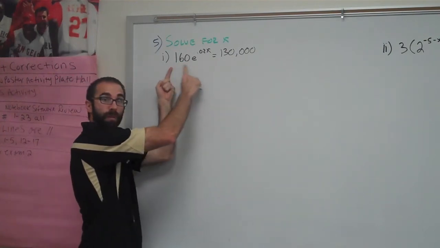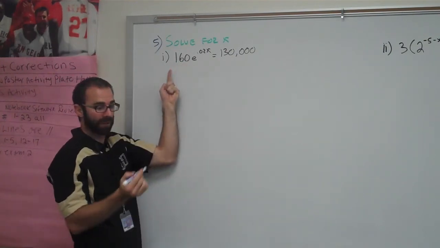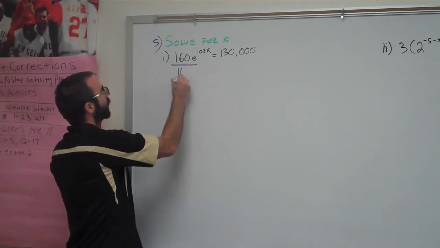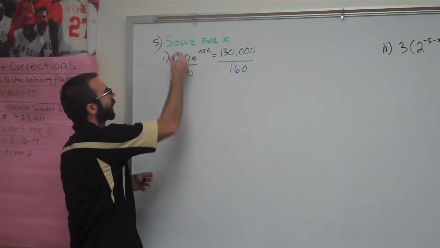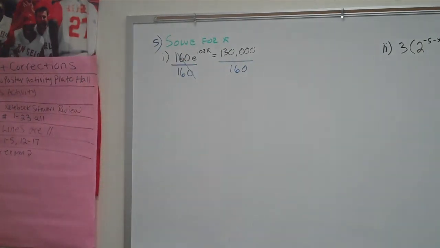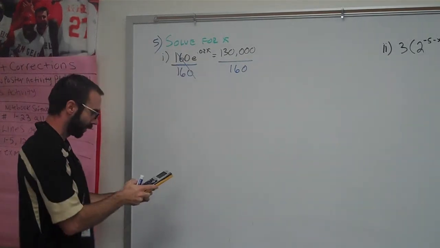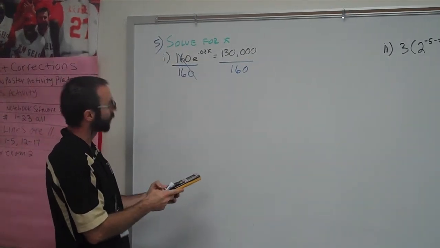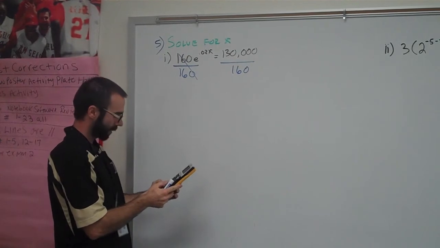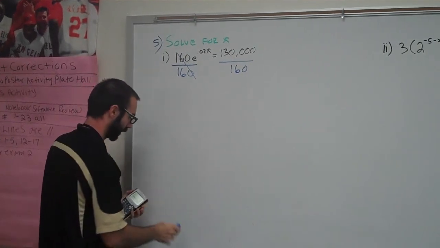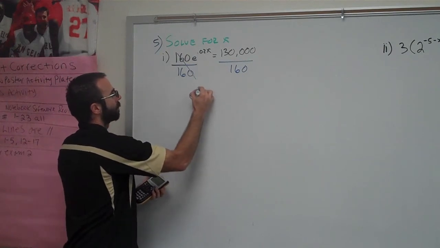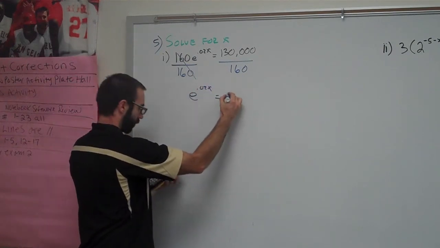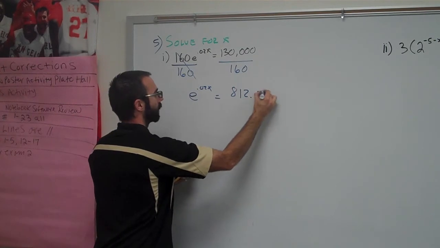So if I want to get rid of my 160, I want to get rid of my coefficient, right? So I'm going to divide both sides by 160, okay? And I have no idea what that is, but my calculator does. Alright, so 130,000 divided by 160. Cool, so we get 812.5. So I bring down my e to the power 0.02x equals 812.5.